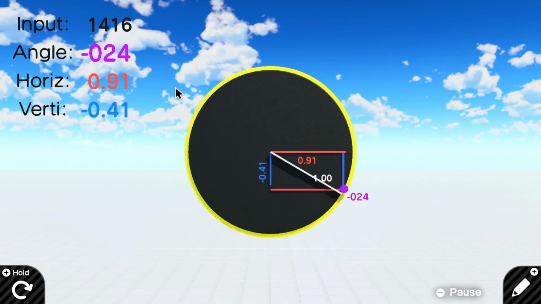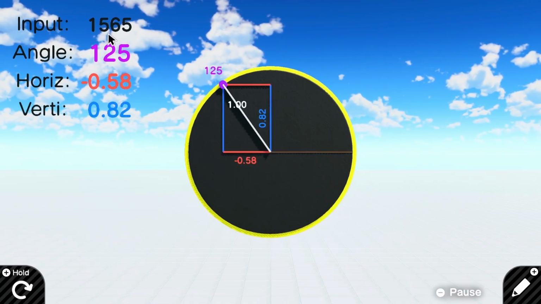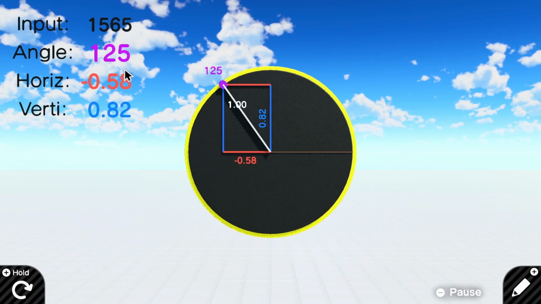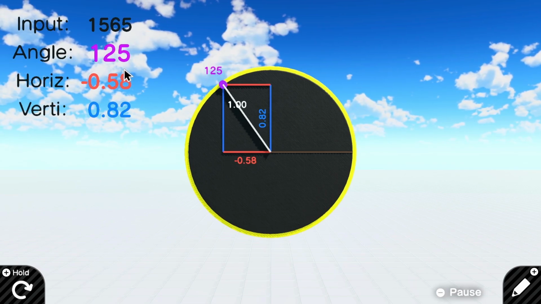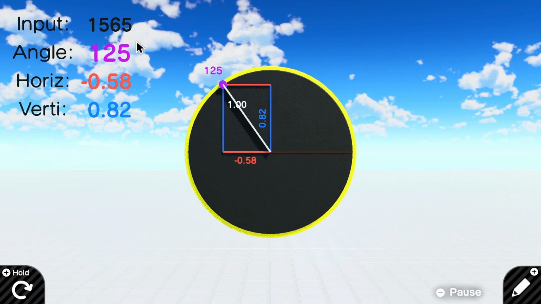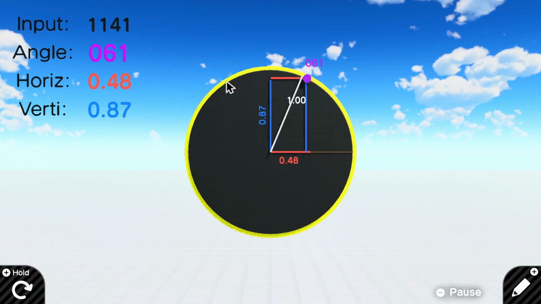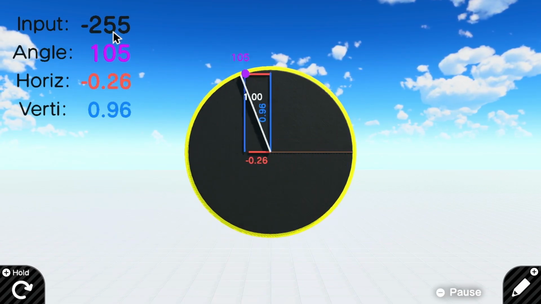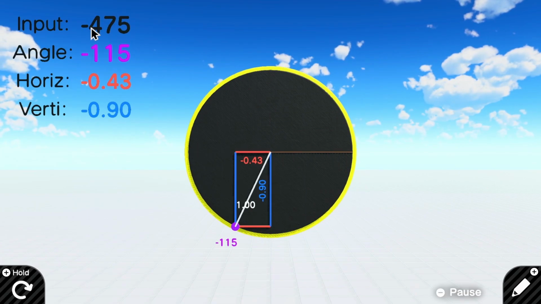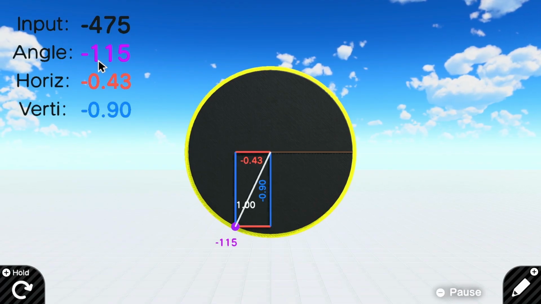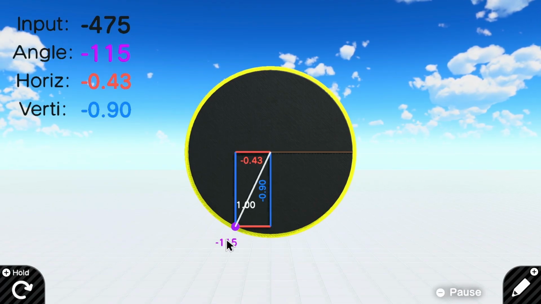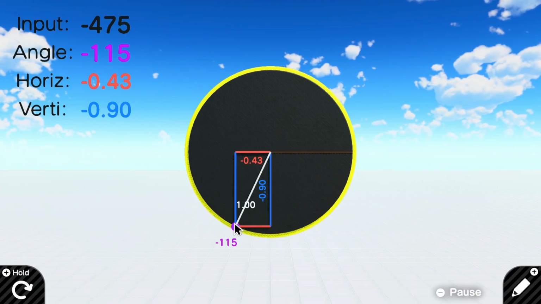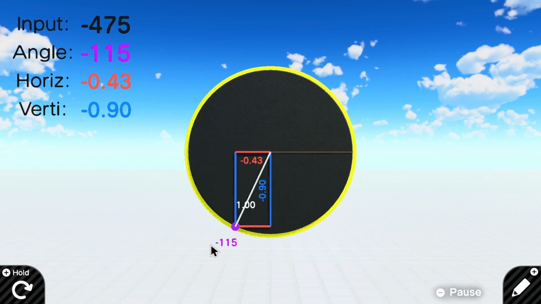Like for example here, we end up at 125 with an input of 15625. That's basically just 125 plus several rotations of 360, which ends up with the same angle. And the same thing applies for negative numbers. So I'll just show you here. When we go to negative 475, if we add 360 here, that's just negative 115. So that's why an input of negative 475 is exactly the same as an input of negative 115.